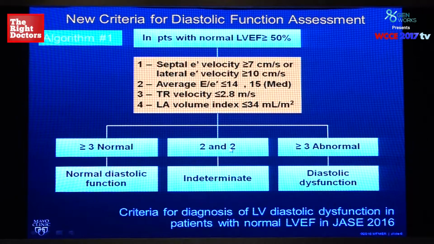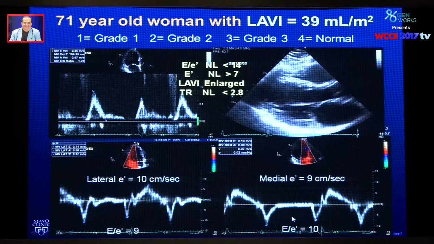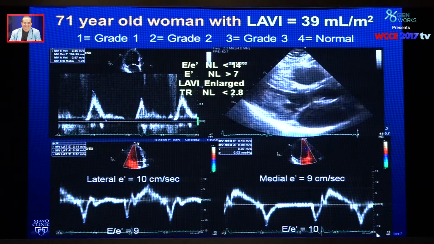And then 2 and 2, with indeterminate, then we have to use some other parameters, like the pulmonary veins and the Valsalva maneuver and other things, as we see here. So let me just go through some cases.